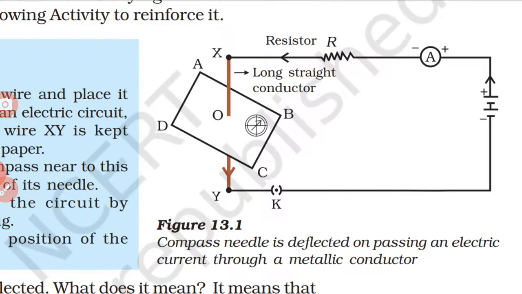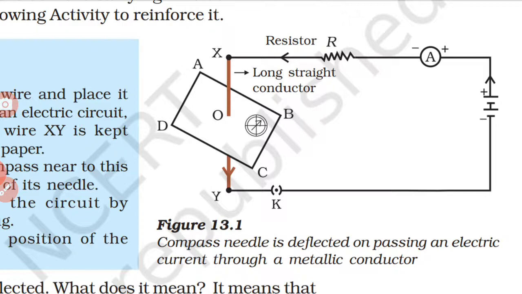Now the switch is on, so current will flow from the positive terminal to the negative terminal. At that time you observe the magnetic needle. You observe that the magnetic needle is deflected. It means that when current flows in a conductor, a magnetic field is produced around this conductor.